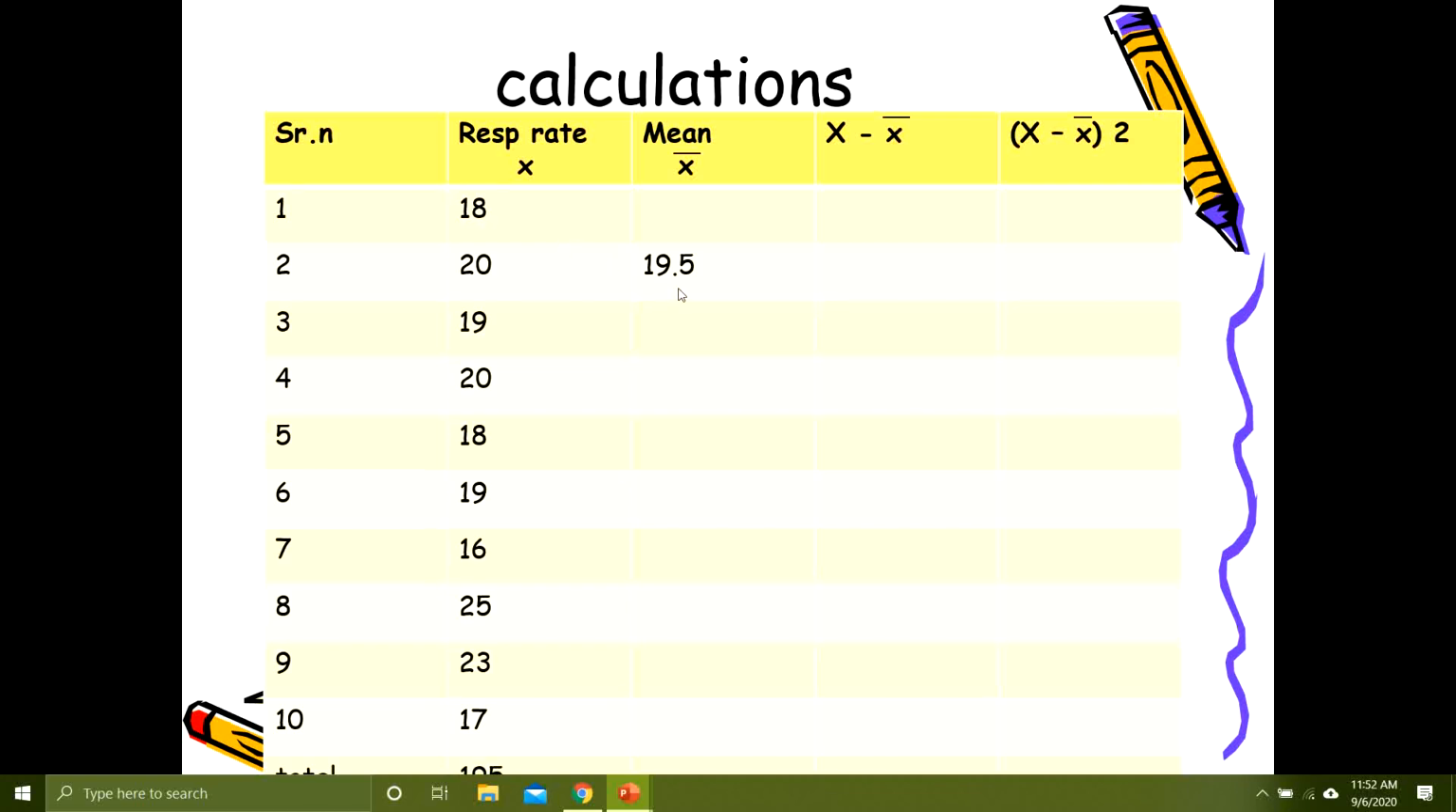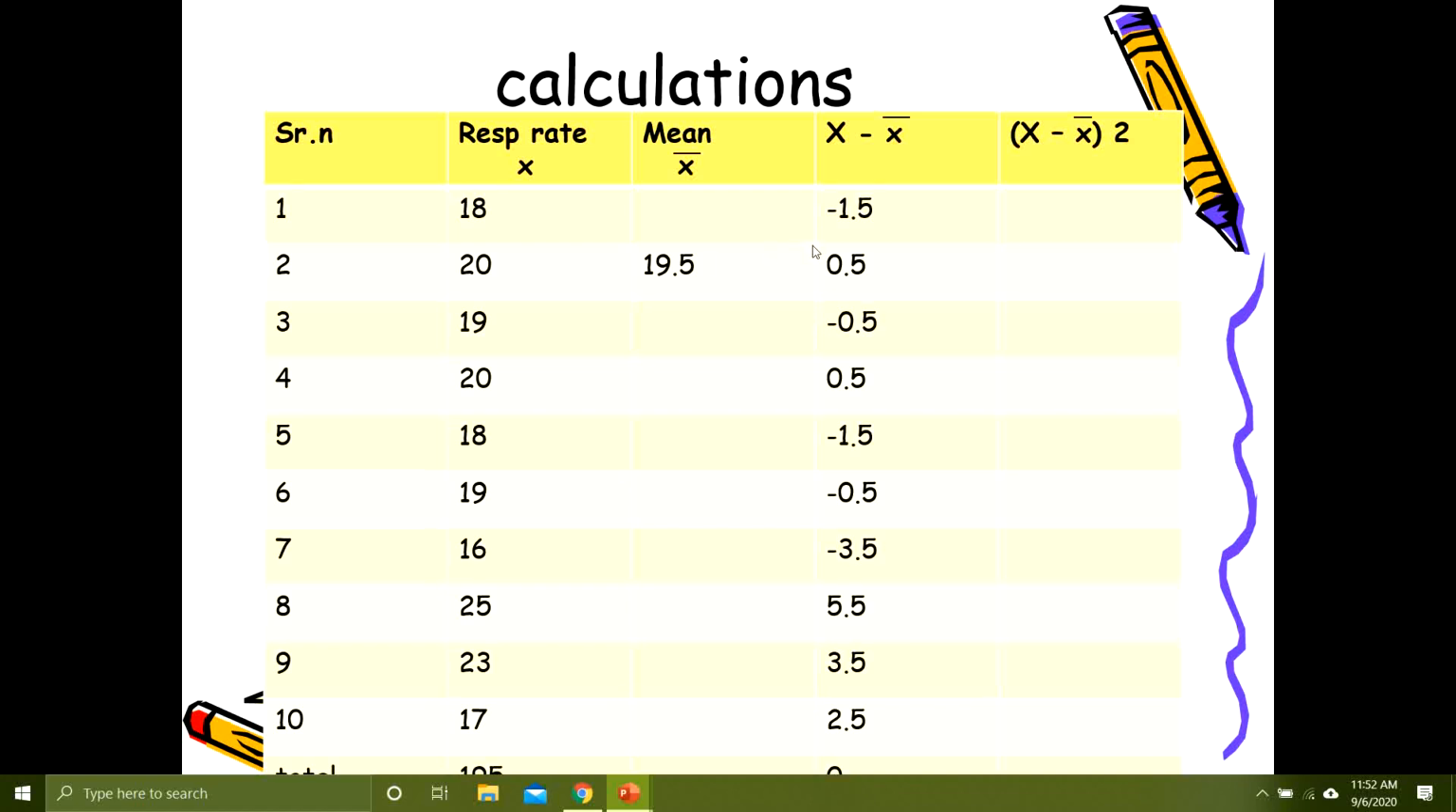Now I want to calculate the mean deviation. So look at this. Now the values, you have to be very vigilant with the signs. For example, 18 minus 19.5 will result in minus 1.5. 20 minus 19.5 will result in plus 0.5. 19 minus 19.5 will give us minus 0.5. So now I know how much each observation differs from the mean, which gives us the deviation.